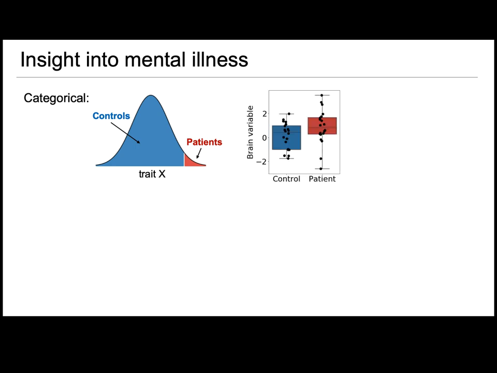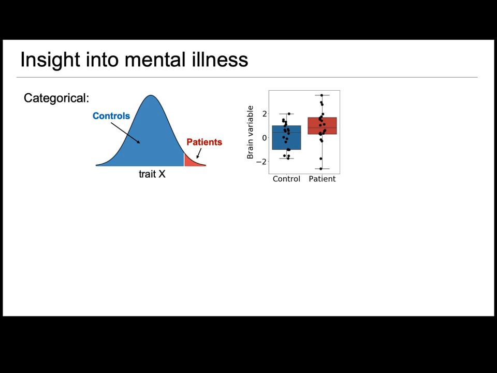And so classically, in a brain imaging experiment, we would stratify our subjects into two groups, measure something about the brain, and maybe we observe a mean difference in this hypothetical brain variable between our control and our patient groups. But you can also see that there's a lot of heterogeneity and a lot of overlap between the groups.